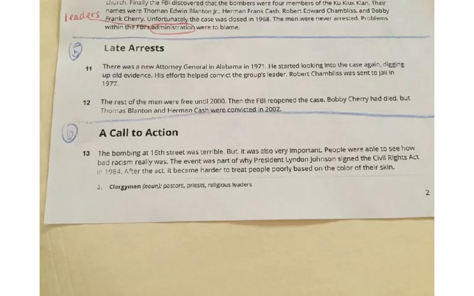The bombing at 16th Street was terrible, but it was also very important. People were able to see how bad racism really was. The event was part of why President Lyndon Johnson signed the Civil Rights Act in 1964. After the act, it became harder to treat people poorly based on the color of their skin. So finally, some good news at the very end of the article. What would be your summary for this very short section?